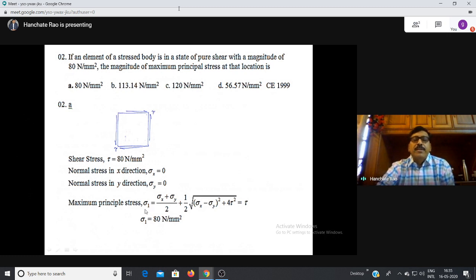You know the major principal stress sigma 1 is equal to (sigma x plus sigma y)/2 plus half of root of (sigma x minus sigma y) whole square plus 4 tau square. So if you substitute sigma x is equal to 0, sigma y is equal to 0, you get sigma 1 is equal to tau. Tau is nothing but 80 Newton per mm square. So the maximum principal stress is 80 Newton per mm square tensile, because it's positive, it is tensile stress.